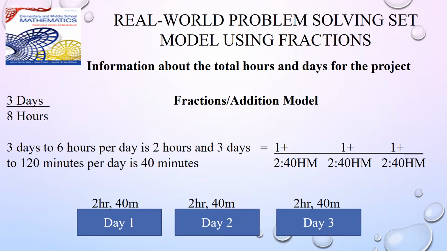So if you look at it, it equals 1 day per every 2 hours and 40 minutes. So what I did was I set up another model down here where you can actually see how this is broken down. So you have 2 hours 40 minutes day 1, 2 hours 40 minutes day 2, 2 hours 40 minutes day 3. Now let's see how we can put all this together.